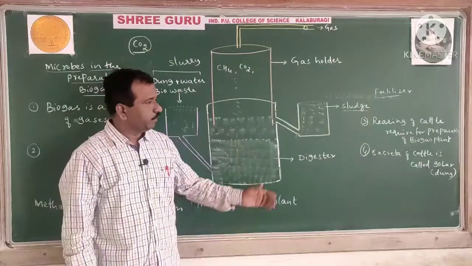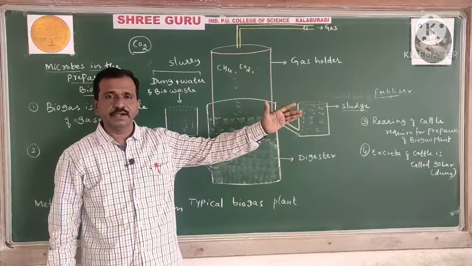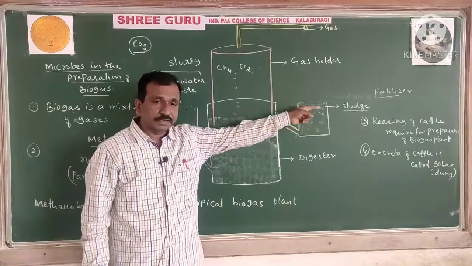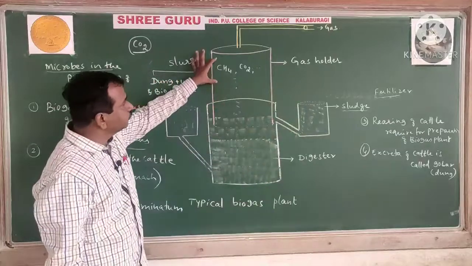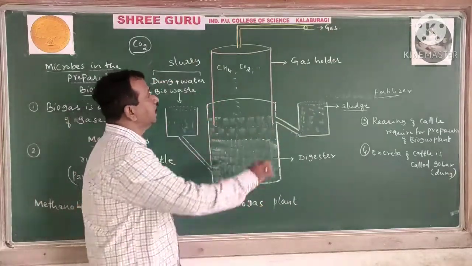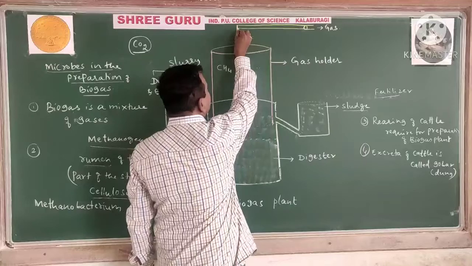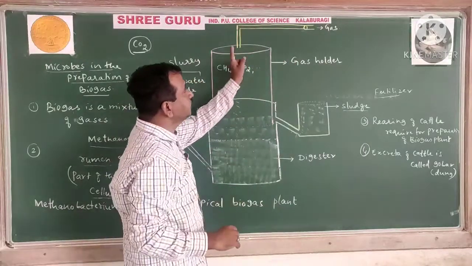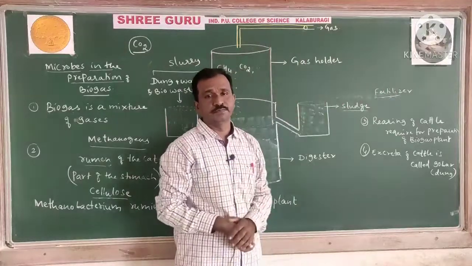Plants can use it. We are normally using it directly in the field itself, so that plants also grow normally well. So in this way, this is acting as fertilizer, and gas is supposed to be holding in this region, and there is an outlet or the pipe, it has been fixed on the gas holder. This is connected to various houses.